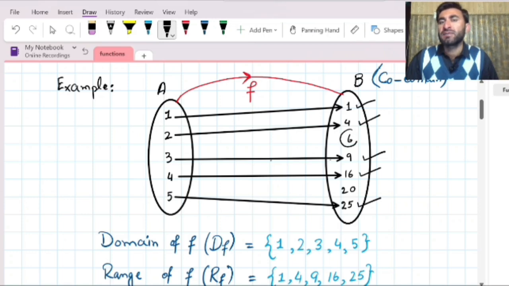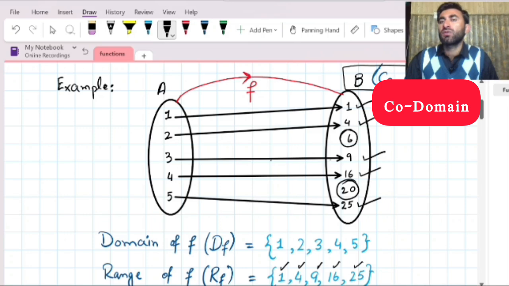Coming to the two elements 6 and 20, they do not have a pre-image, so they cannot be considered images. That's why they will not be part of the range set. The range set will only contain 1, 4, 9, 16 and 25. They are still members of set B, and set B is known as the codomain, but from now on we will only discuss domain and range. Codomain will not be part of the discussion from now on.